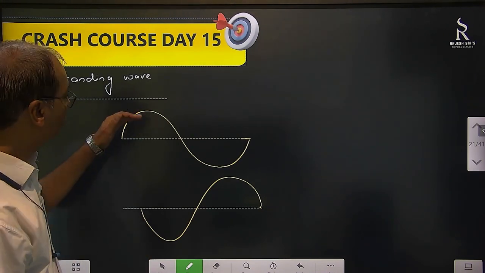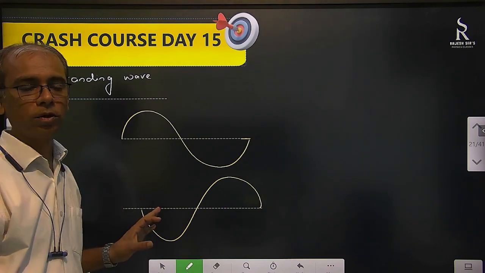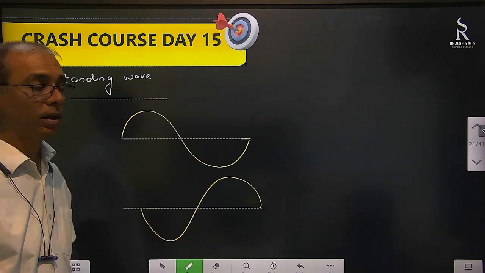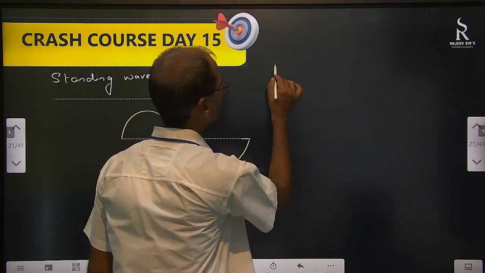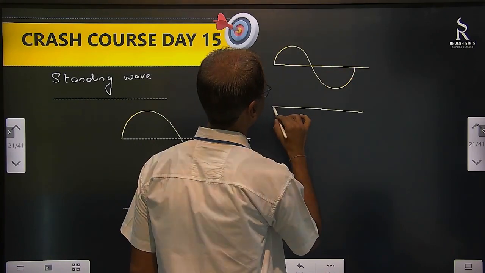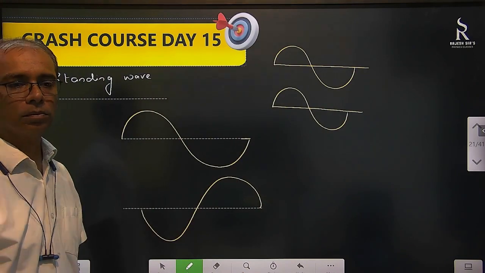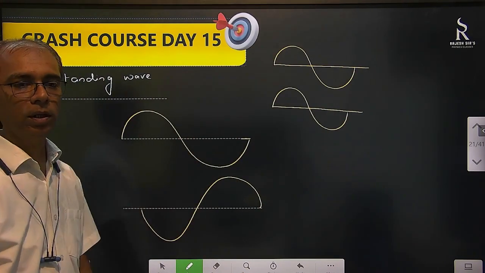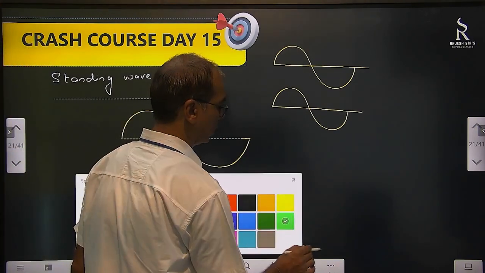At the moment you can see that this and this, their amplitudes are going to be A1 minus A2. If their amplitudes are the same, they are going to cancel each other. But after some time, they will be in the same phase also. Sometimes they are in the same phase, like this and this. Sometimes they will be out of phase. So when they superpose, we get a standing wave. And what will the standing wave be like? The standing wave will be like this.